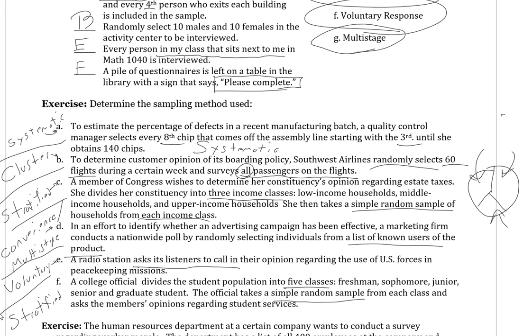It does say that they ask their opinions, but again, there's no indication that they have a choice of responding. If there was an indication that they had a choice, then we would say stratified plus voluntary, so multi-stage. But here, no choice, just split them into classes, take a simple random sample from each. So population, 1, 2, 3, 4, 5, and then go into each of those classes. That's what was done here.